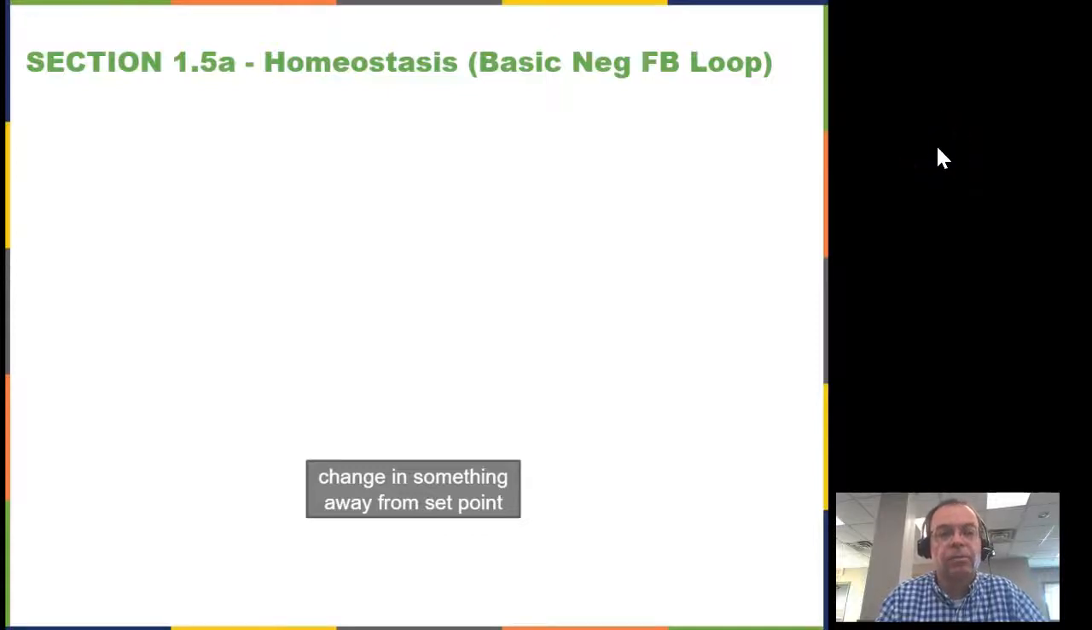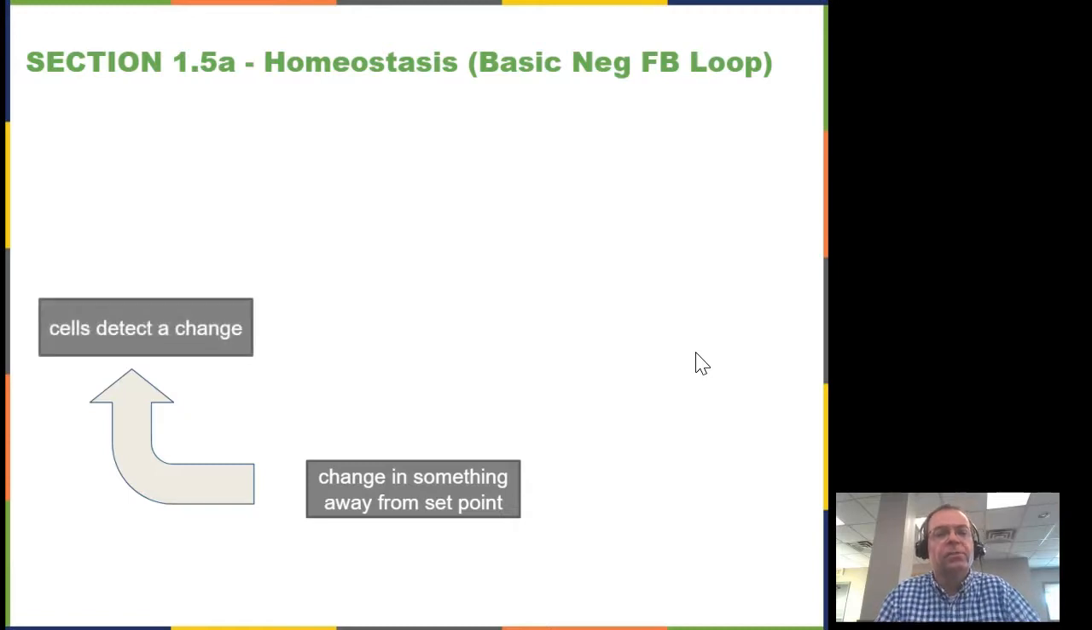So, section 1.5a, homeostasis. We're going to take a look at a basic negative feedback mechanism or feedback loop. And what that means is that there's some sort of a change in something away from a set point. We'll get into set points in a few minutes. But there's a change in something, whether it's inside the body or outside the body. It could be something like a change in your body temperature. It could be a change in the amount of glucose in your bloodstream. It could be a change in the pH of your blood, something along those lines. So there's a change in something away from the set point.